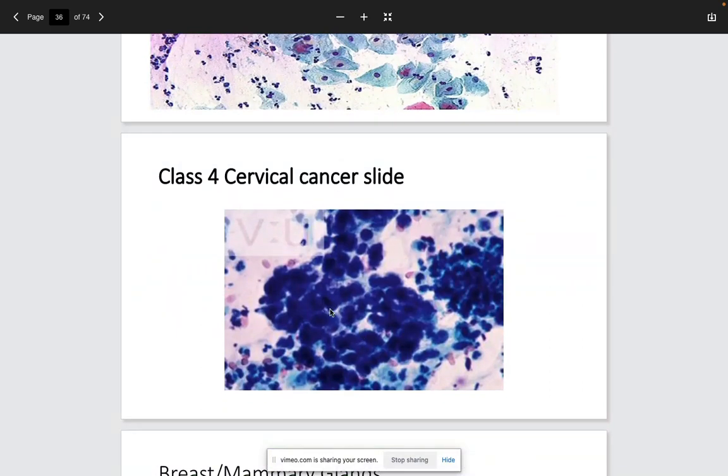This increase in purple is an increase in nuclei. This purple is representing the nuclei that are present here. If there's more nuclei, that means there's more what? There's more cell division. What is the definition of cancer? Unregulated cell division, and that's exactly what is happening here.